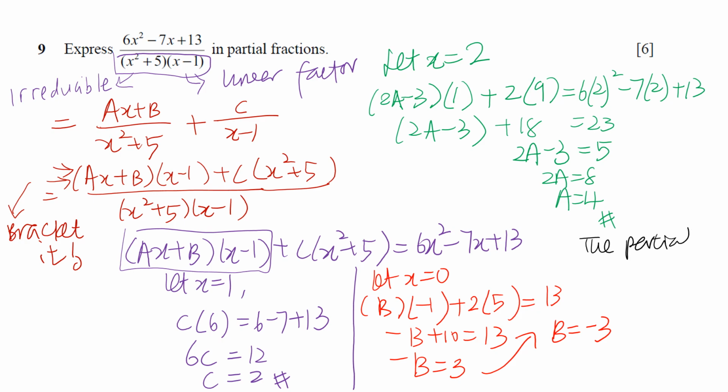you must always have the last part, no? This is the last part, which is very important. You must always answer the question asked. So the partial fractions are, your A is 4, so 4x, B is negative 3, 4x minus 3 over x squared plus 5, and then plus 2 over x minus 1.